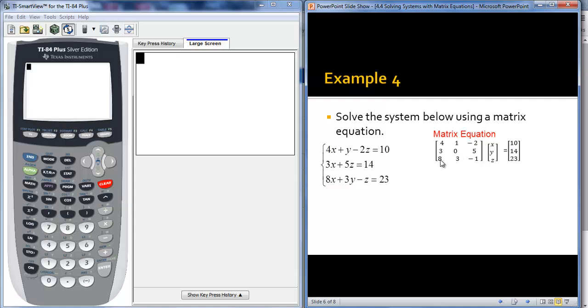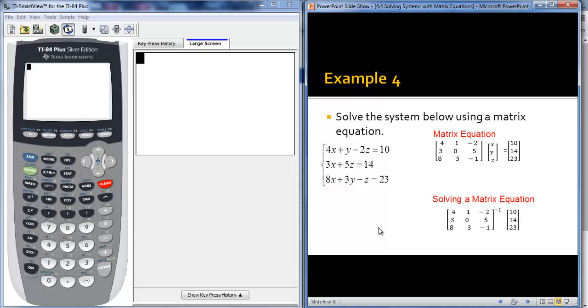So notice the second row comes from this second equation. We got 3 for x, but there's no y value, so I put in a 0 for y. And then 5, and then 14 is what it's equal to. And then we do the same thing for the last equation, put in all the coefficients, and we're good to go.